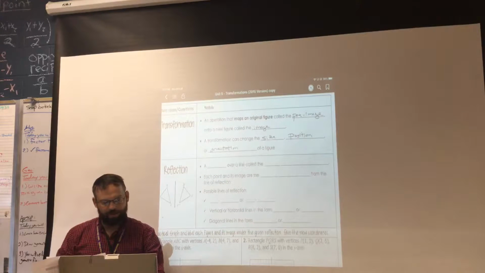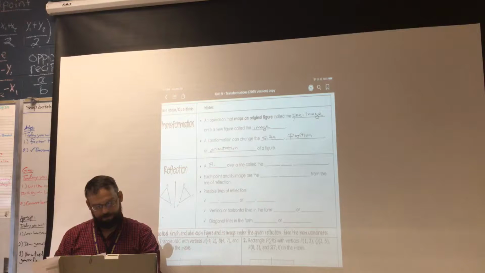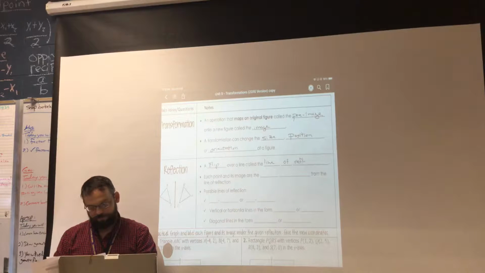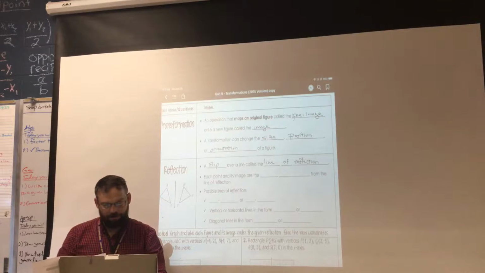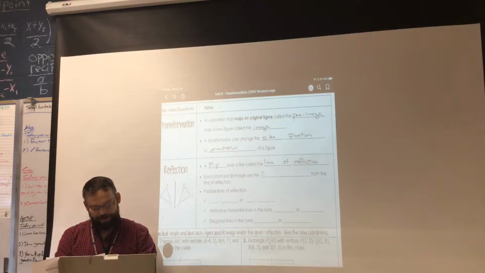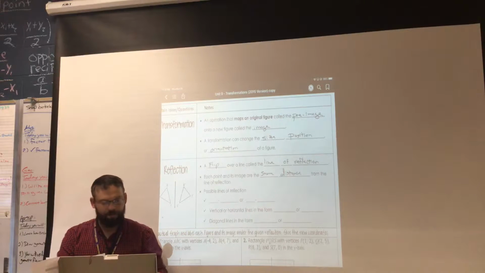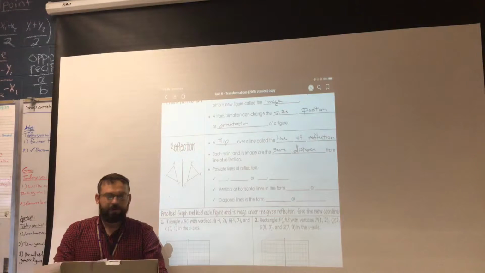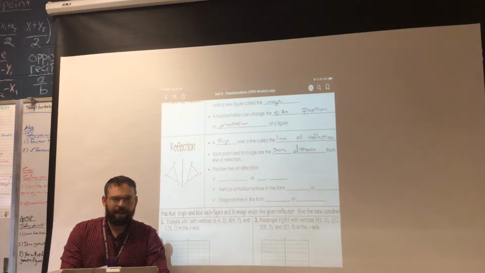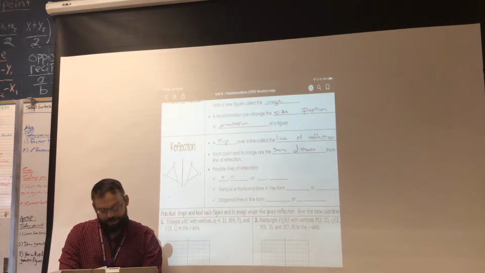A reflection is a flip over a line called the line of reflection. Each point and its image are the same distance from the line of reflection. So here are some possible types of lines of reflection. It could literally be the x-axis, or it could be reflecting about the y-axis.